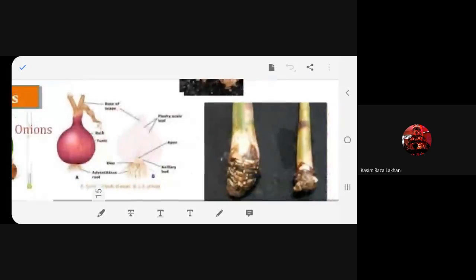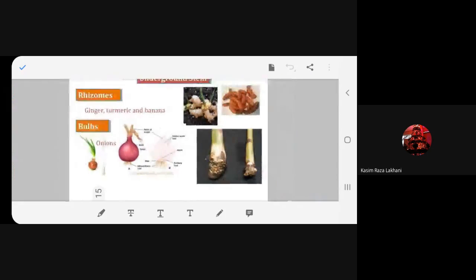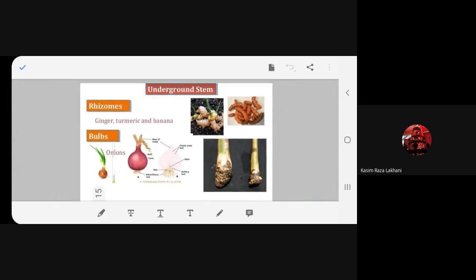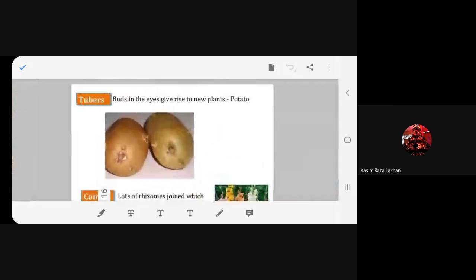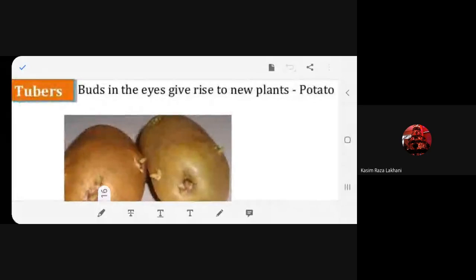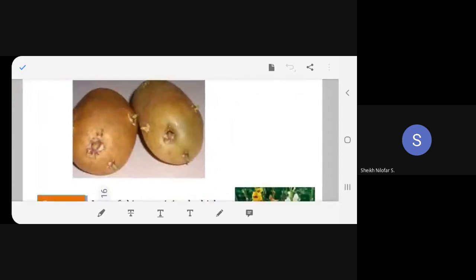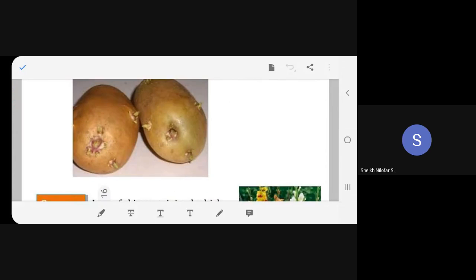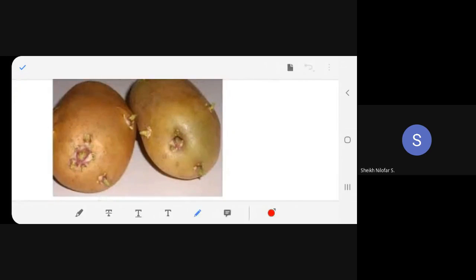This much you have understood, the rhizomes and bulbs. Now we come to tubers. Now you can see eyes. Potato. So you can see eyes. These are called eyes.